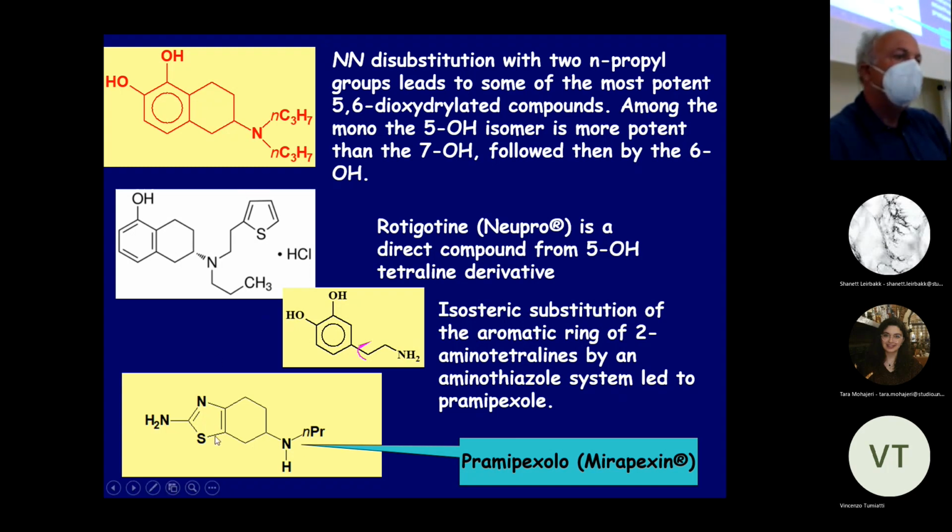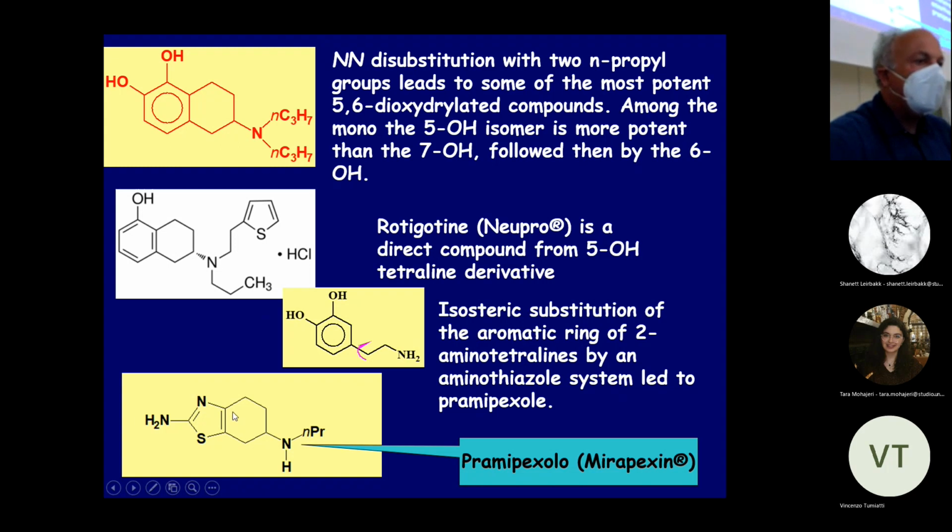The second one, another important compound of this class, is called pramipexole. Can we see the chemical structure of pramipexole? On the nitrogen atom, once again, a normal propyl chain. Nothing new. The ethyl chain is incorporated in a cyclohexane. Nothing new.